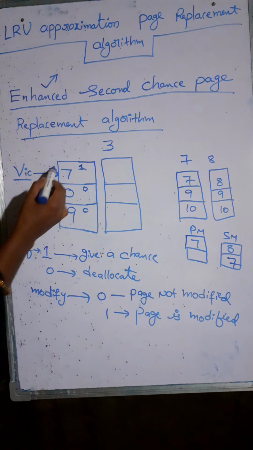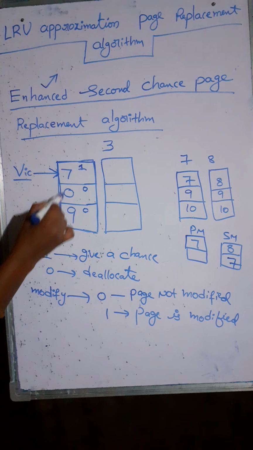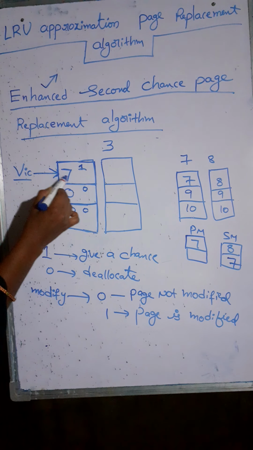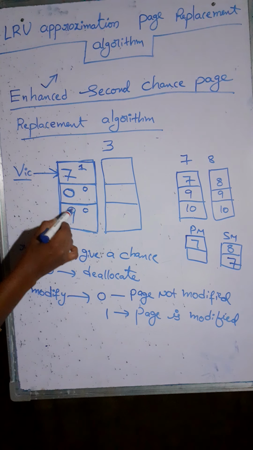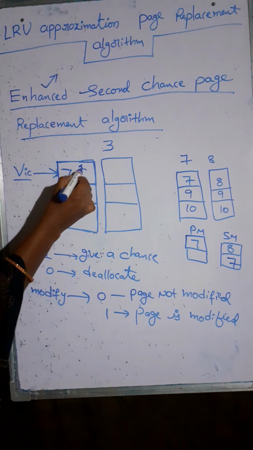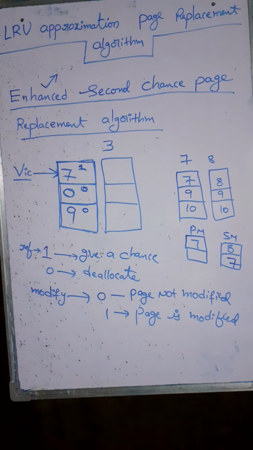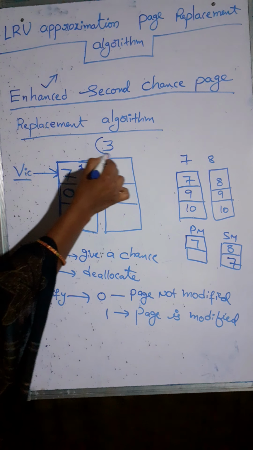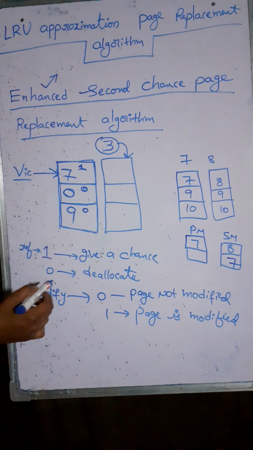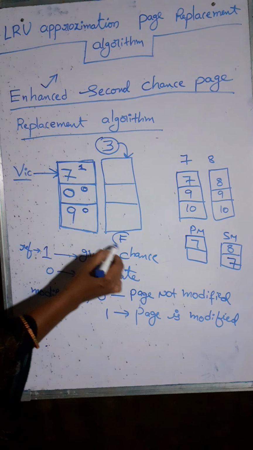Let us assume that this is the primary memory, and in this primary memory I have three frames. In these three frames I have loaded page number 7, page number 0 and page number 9. Let us assume that the reference bit of 7 is 1, the reference bit of 0 is 0 and the reference bit of 9 is 0. Now the CPU is requesting page number 3. That means we should load 3 into the primary memory, right? Here 3 is not available in the primary memory, so we call it a page fault.